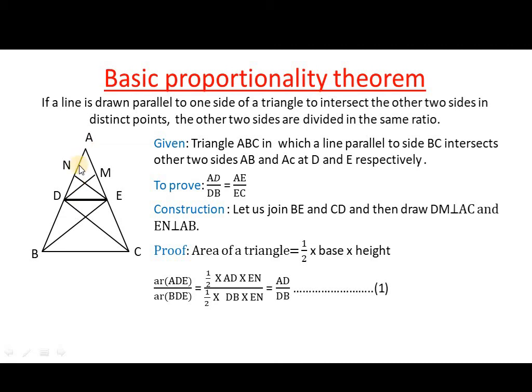So in the triangle ADE, the base is AD and the height is EN, and in the triangle BDE, the base is BD and the height is EN. Let us cancel half and half, and EN and EN. Now the remaining sides are AD divided by DB. Let us consider this as equation 1.